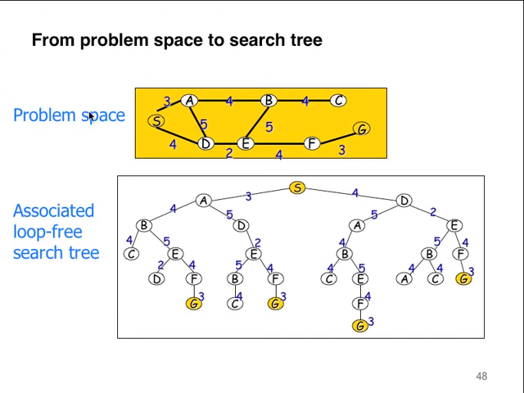So here's our problem space that's identified out. And then down here we have our associated loop-free tree structure, the search tree. And it's interesting that this one is basically saying loop-free. We don't want to put loops in there. Loops are a waste of time, especially for thinking about going from point A to point B.